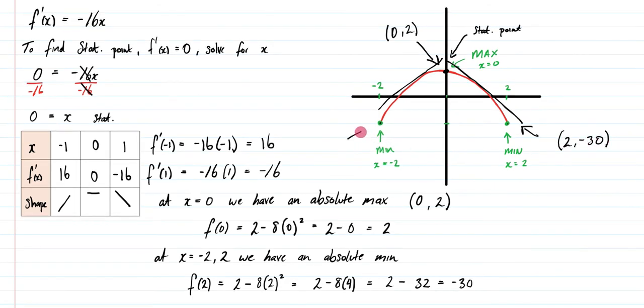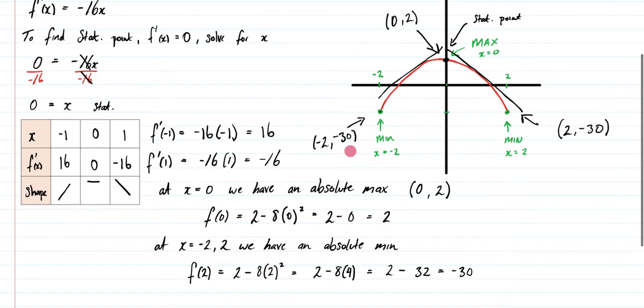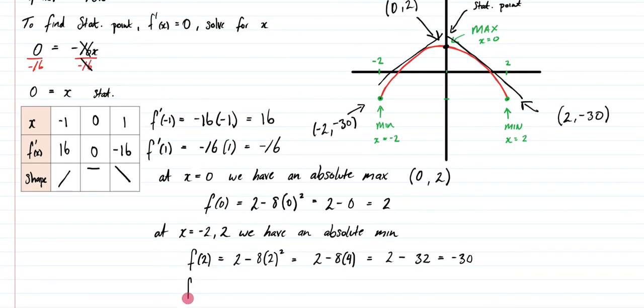And I could also find what this is going to be. I can immediately tell you because I know it shares the same y value. It's going to be (-2, -30). But just to prove to you that it is, let me do it again. If I went f of -2, I'm going to get 2 minus 8 times -2 squared, which is equal to 2 minus 8 times 4, because my negative times by itself is just going to go away. So I'm going to get 2 minus 32 again, which is -30. So that means this point here is (-2, -30).